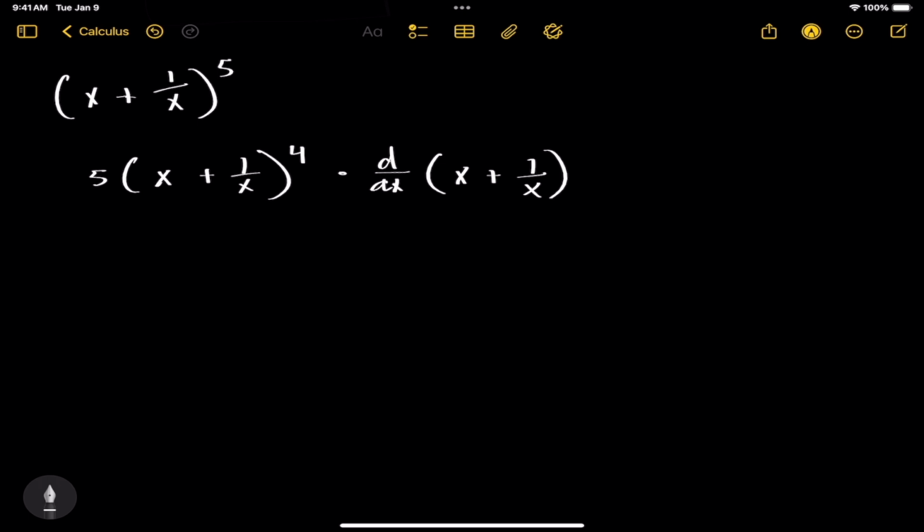So the derivative of x, let's use the distributive property here so you can see a little better. The derivative of x is just 1, so we're going to go ahead and rewrite this function. So we're just going to write 1.